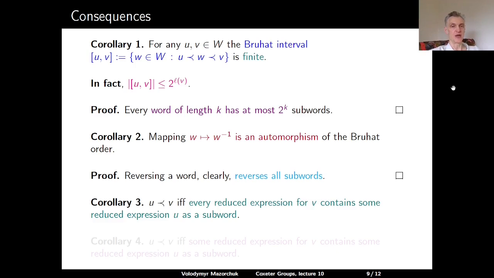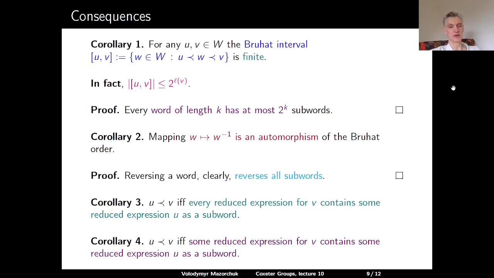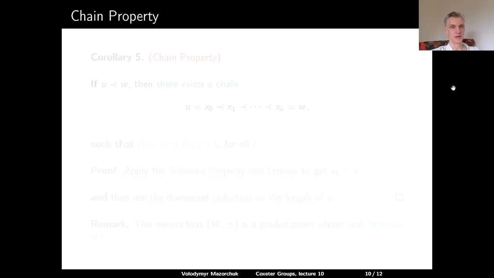Corollary 3, u is smaller than v if and only if every reduced expression for v contains some reduced expression for u as a subword. And corollary 4, u is less than or equal to v in the Bruhat order if and only if some reduced expression for v contains some reduced expression for u as a subword. So these are direct consequences from the subword property.